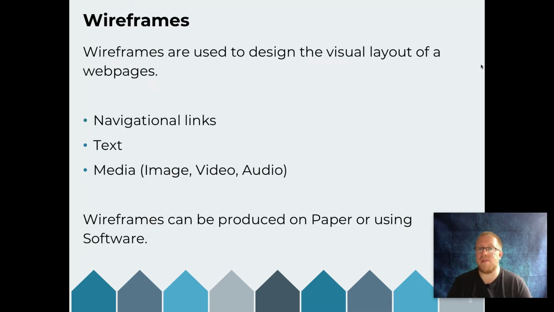So wireframes are used to design the visual layout of a web page. They will tell the person building the website, typing in the HTML, where all the navigation links are going to go, where all the text is going to go, where the different media, the images, the video, the audio are going to go. It will tell them what file they're going to be using. Is the image a JPEG or a PNG? It will show them the layout, where the images and videos and text are going on the page. Now, wireframes can be produced on paper, or they can be produced using a specific piece of software. For the purposes of National 5, we will probably stick with paper.